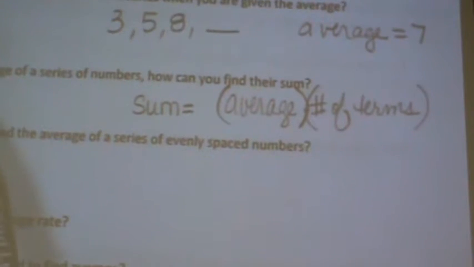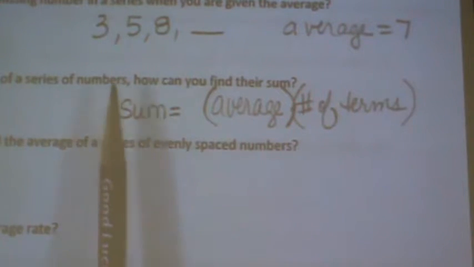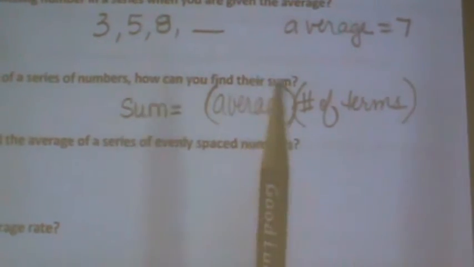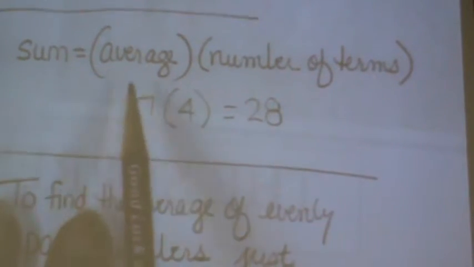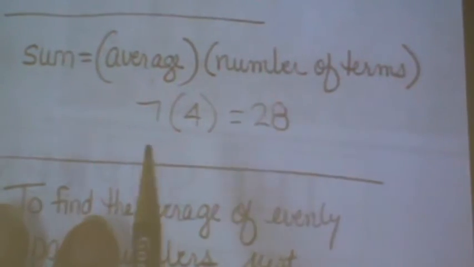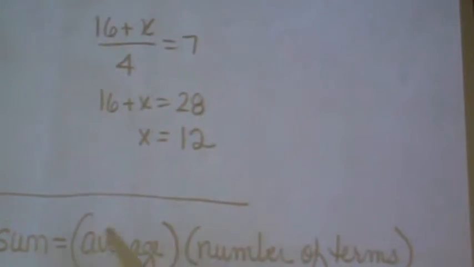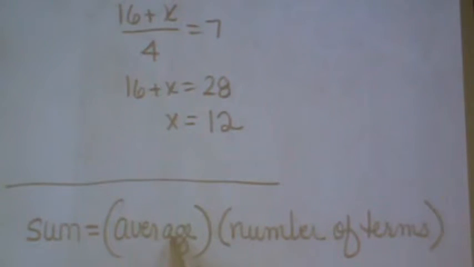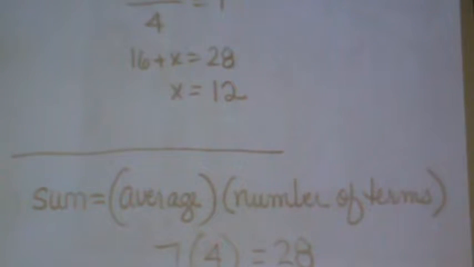Number 84. If you have an average of a series of numbers, so you know the average, how do you find their sum? Well, it looks like this. The sum is the average times the number of terms. So if you look at this last problem, the sum of those 4 terms is going to be 28 because the average is 7 and the number of terms is 4. So you take the average times the number of terms and that's going to be the sum. Okay?